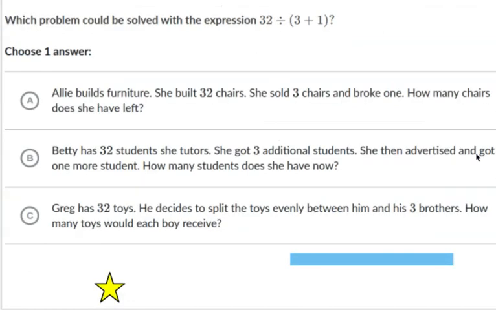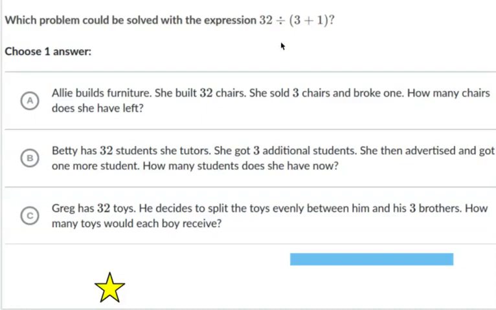All right, here we go with this question here. Which problem could be solved with the expression 32 divided by the sum of 3 and 1? So let's talk about what this says here. I'm starting with 32 of something, and it needs to be fair shared. And it's going to be fair shared, believe it or not, into a total of 4, because you can see 3 plus 1 is 4. So we're looking for a situation down here that represents fair sharing.